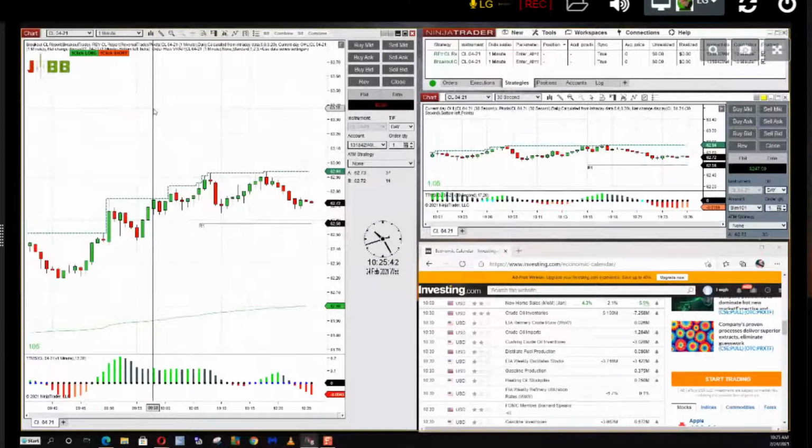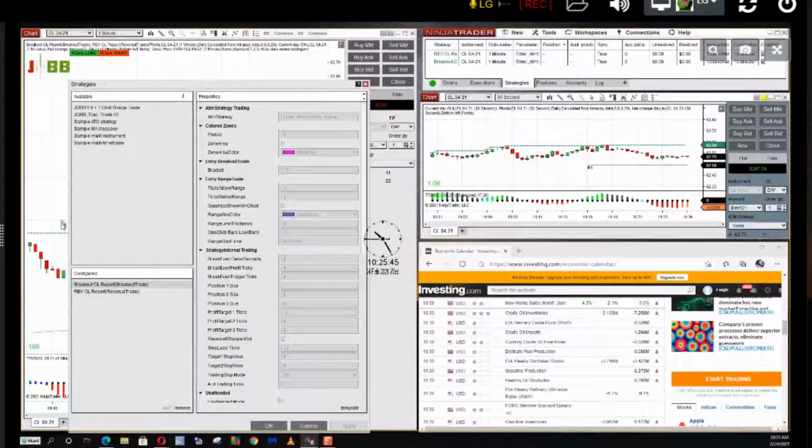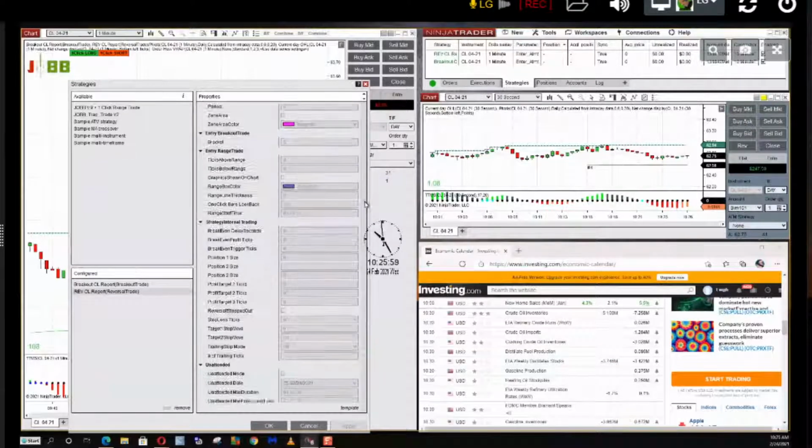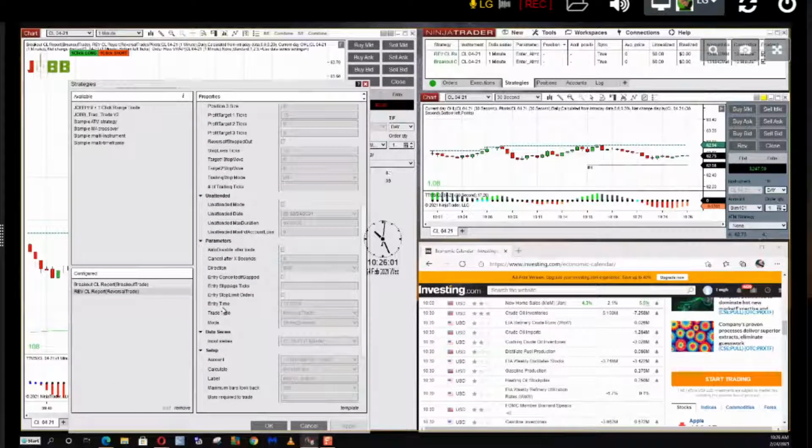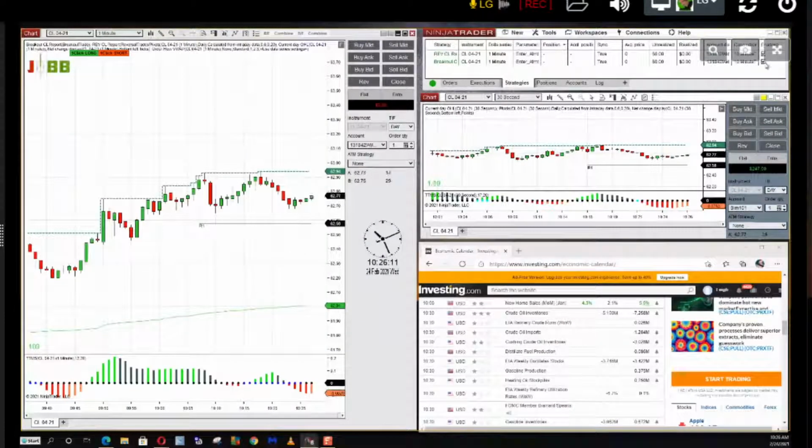So the reversal setup, all you do with the reversal is I'm just doing one position, one contract, one target of 15 ticks, and then I scroll down to trade entry, trade type, and it has to say reversal trade. That's the reversal setup, and when you enable it, it gives you your buttons.